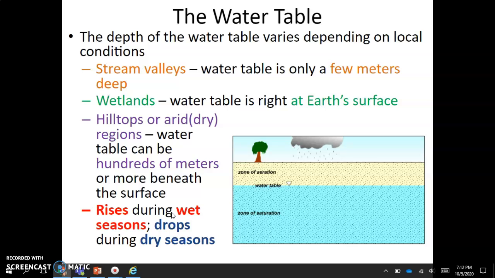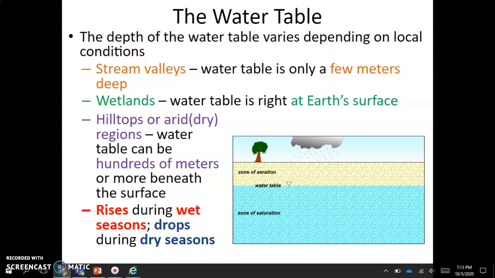So the depth of the water table will vary depending on local conditions. In stream valleys, where there are lots of streams located nearby, the water table would be only a few meters deep. And in wetlands, the water table is right at Earth's surface. The reason for that is, as we went over briefly yesterday, a wetland is an area that is mostly covered by water. So it's mostly saturated, which means the water table will be very high. In hilltops or dry regions, the water table can be hundreds of meters or more beneath the Earth's surface. So you would have to drill down very far to get to the water.